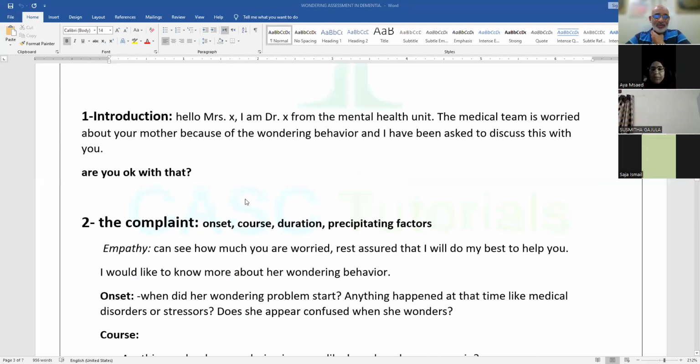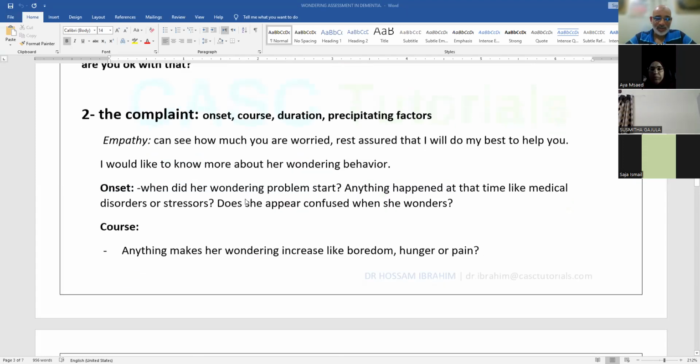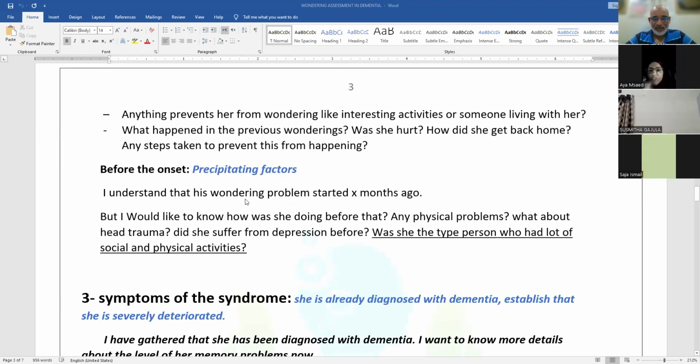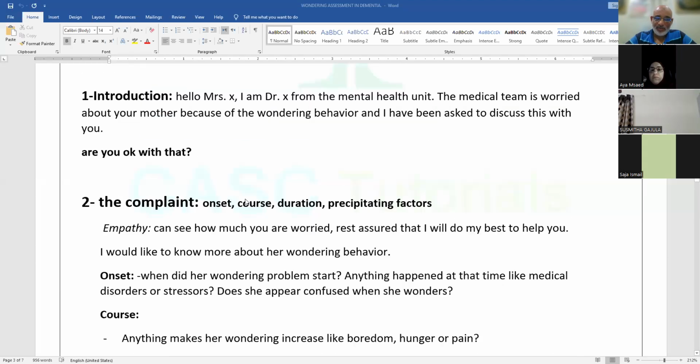So the problem here is that this lady has the problem of wandering. So you want to know exactly the complaint, the onset, course, and duration, and how she was doing before that. So this is how you start, doctor. Okay, you have a problem of wandering. You want to know the onset of this problem, the course, is it increasing or decreasing, the duration, and the precipitating factors. So what makes this lady wander? Because as you can see in the scenario which our colleague shared, and I will add it in my notes, this lady broke into a store in order to bring some milk, so maybe she's hungry.